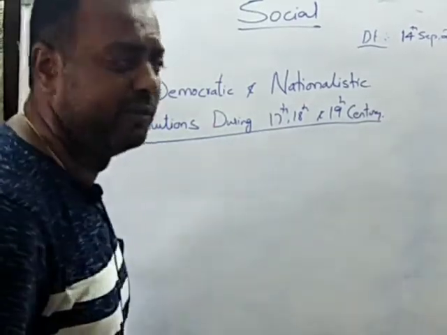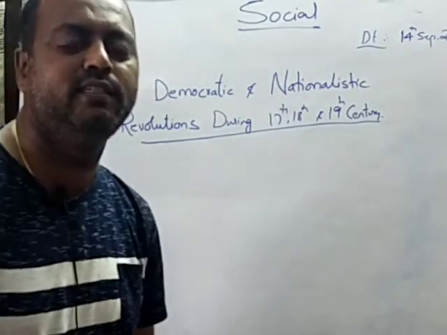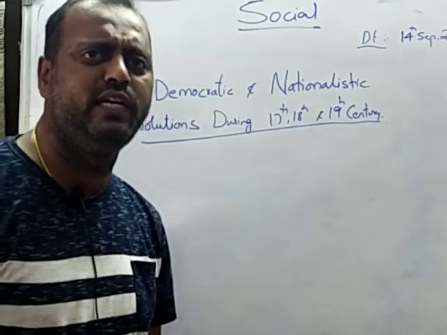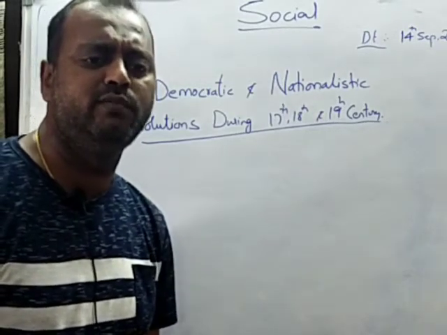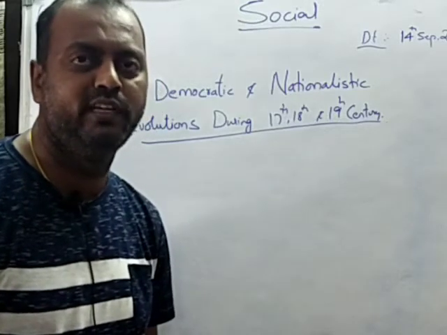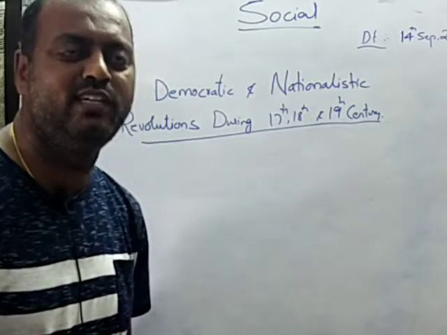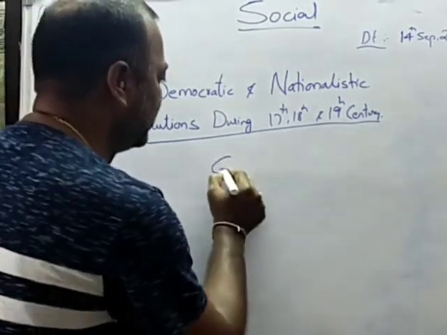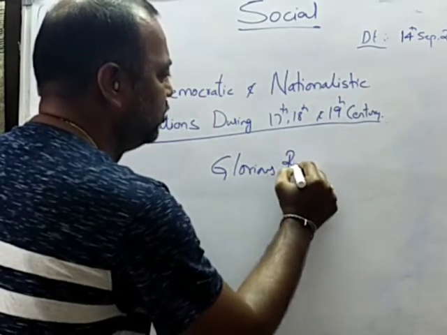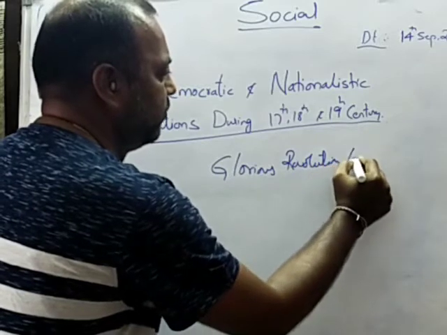Some of the democratic and nationalistic revolutions that took place during the 17th, 18th and 19th centuries we shall learn under it. So under this unit we learn the three important revolutions that changed the entire course of the history of the world. The world history got changed because of these three revolutions. The first one is the Glorious Revolution, children, that took place in Britain. This revolution we will understand under this unit.